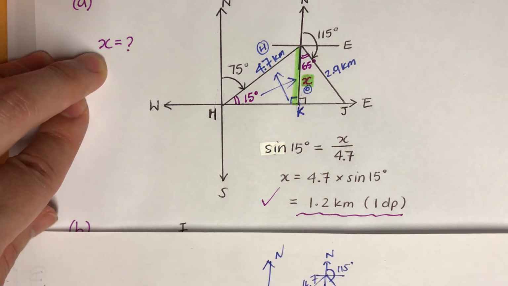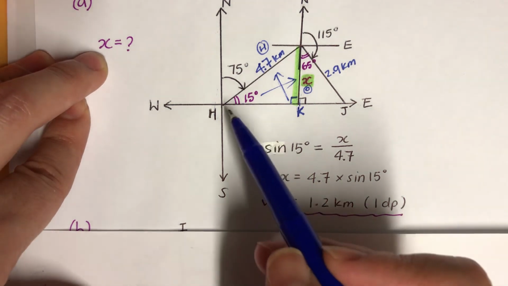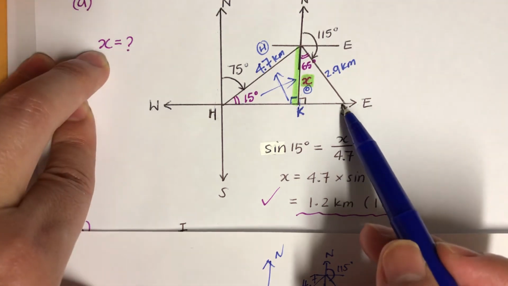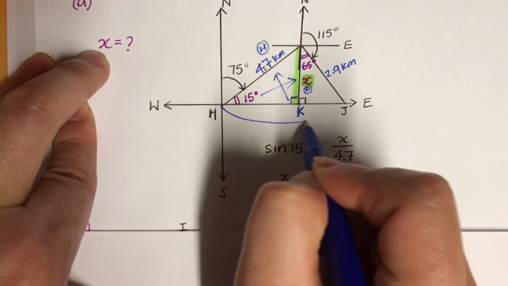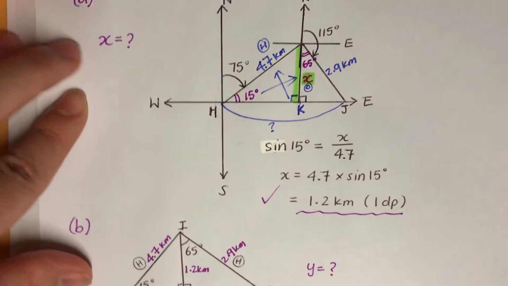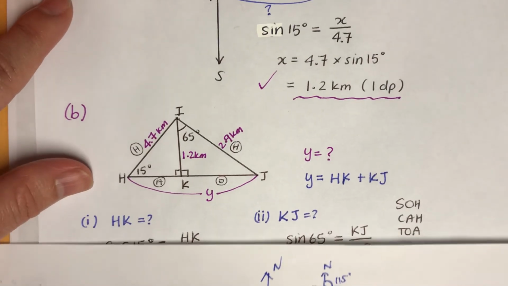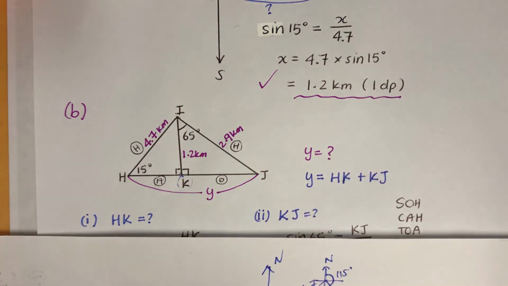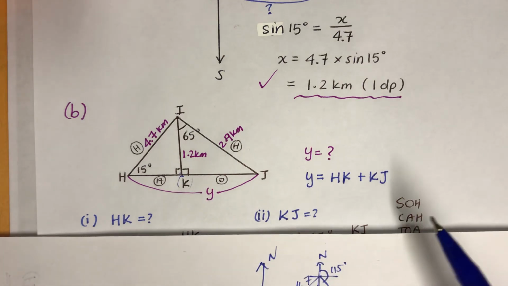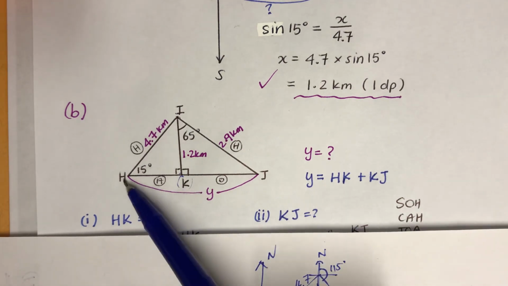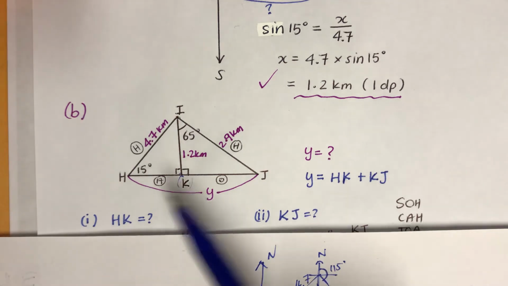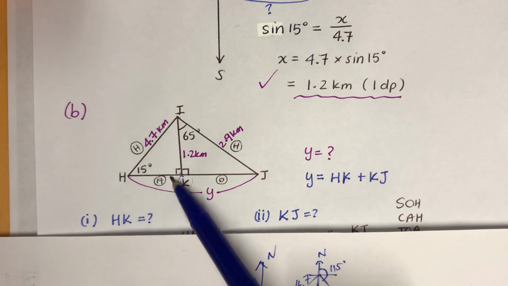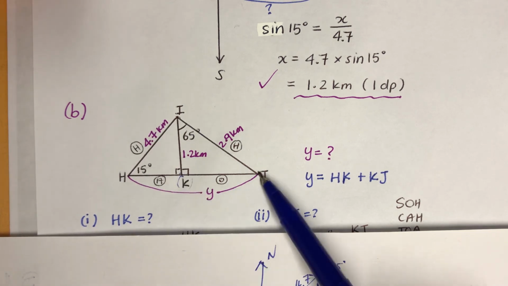And then B says, how far is she from home? So how far is she from here? That's Jessica here. So we're looking for this distance right there. So I've just re-sketched this one. Now I'm gonna name the middle part as K. You don't need to, but it's easier for me to then find the whole distance. So I'm gonna call the whole total distance J, and J is obviously the distance from H to K and K to J, adding all up.